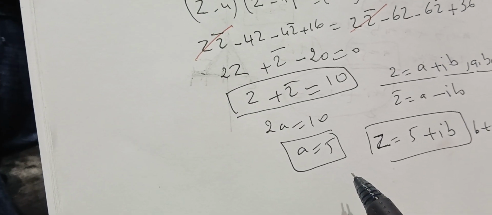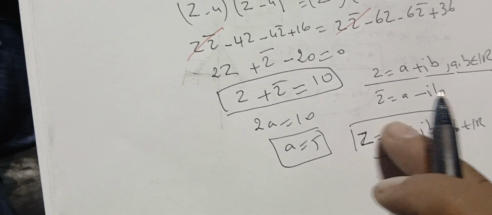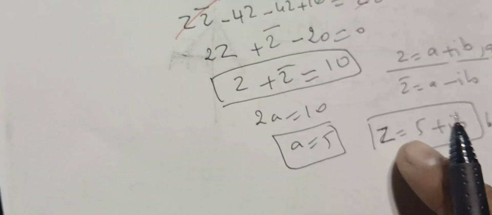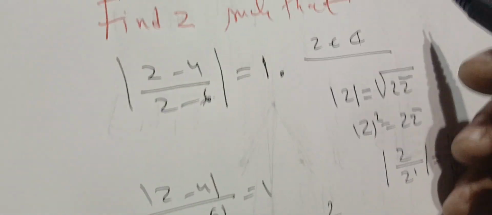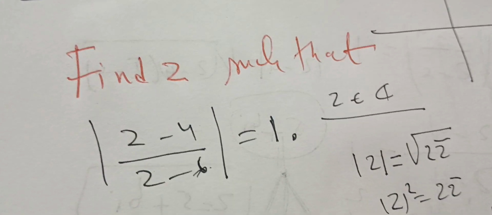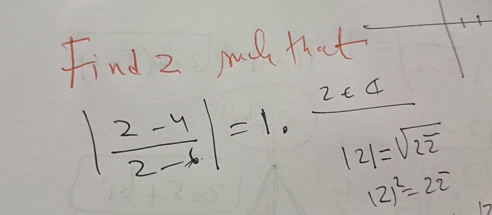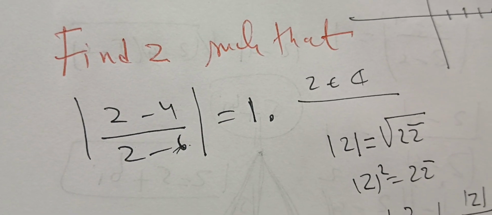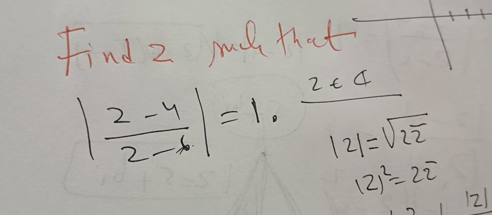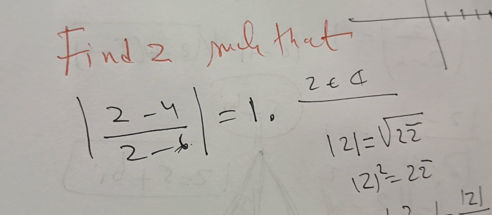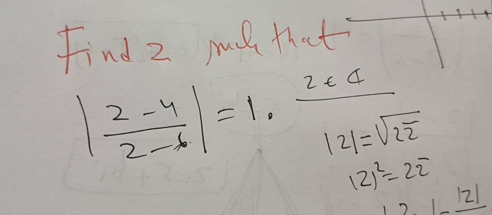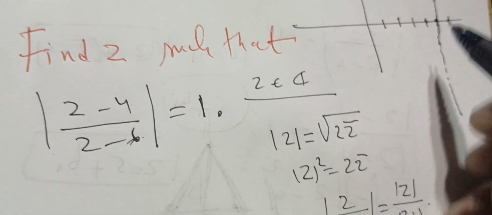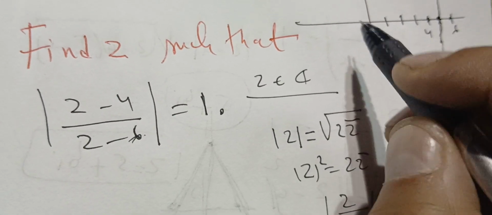Let's see what this means. Let's find the image of z, or just plot the coordinates. We have z is 5 plus ib. So here we have 1, 2, 3, 4, 5, 6. This is 4, this is 5, this is 6. The real part is always 5, but the imaginary part is changing. So in this case, this is our z, and this is 4, this is 6.